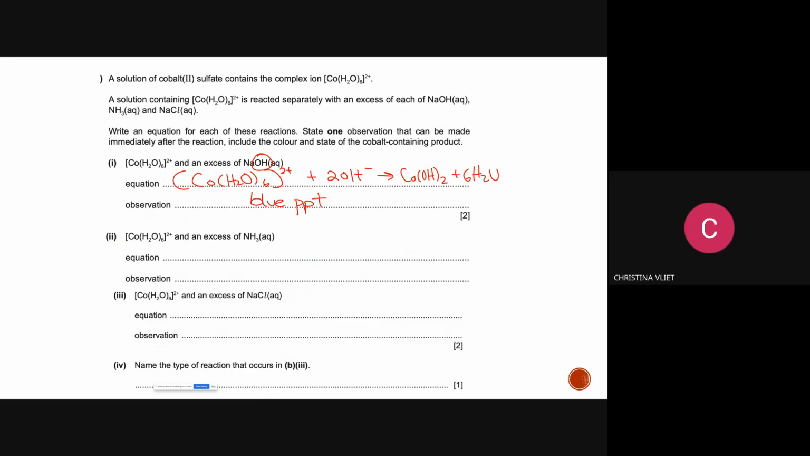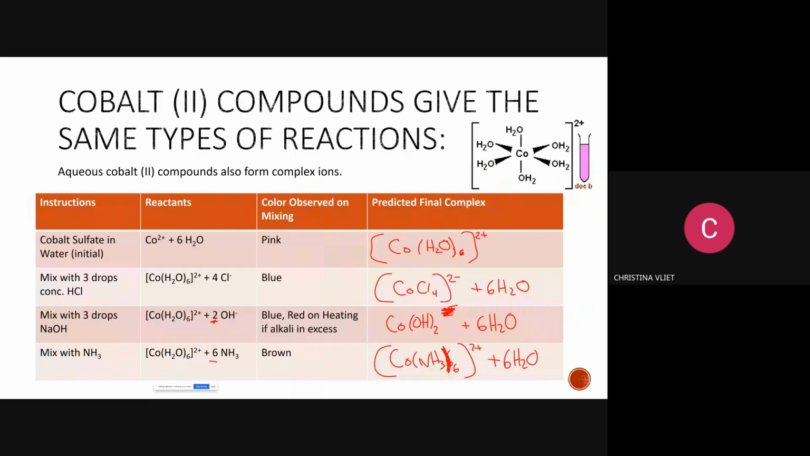So, NH3. What's this one? How many NH3s for cobalt? NH3 is the only one that's different for them. It's 6. So it's 6 NH3s. And then you get Co(NH3)6 2 plus, plus 6 H2O. What's the color? What did they say? They said it was brown, right?